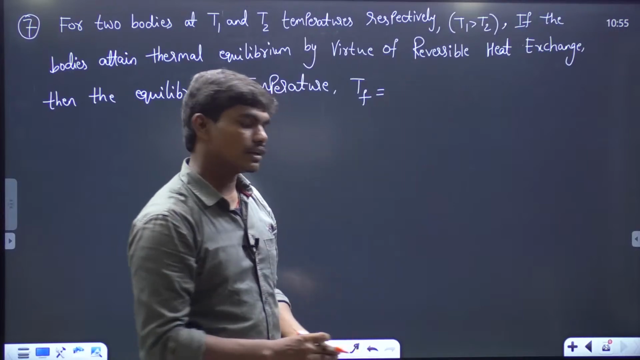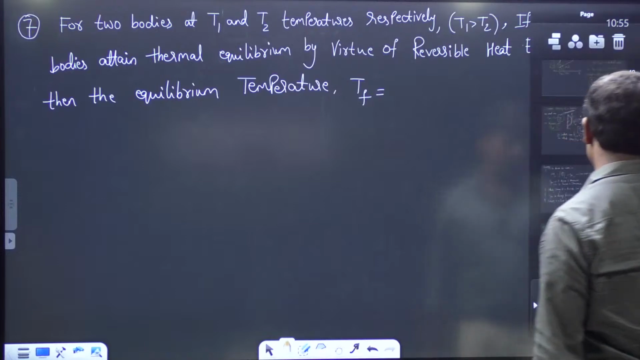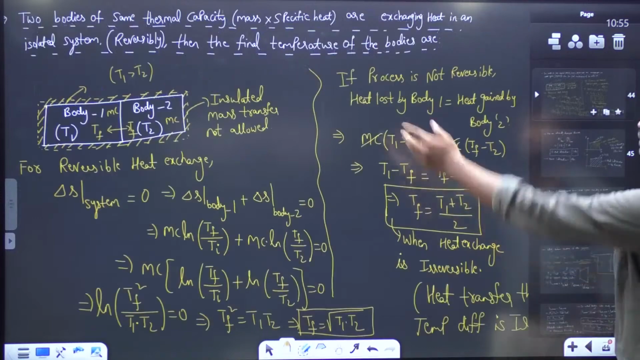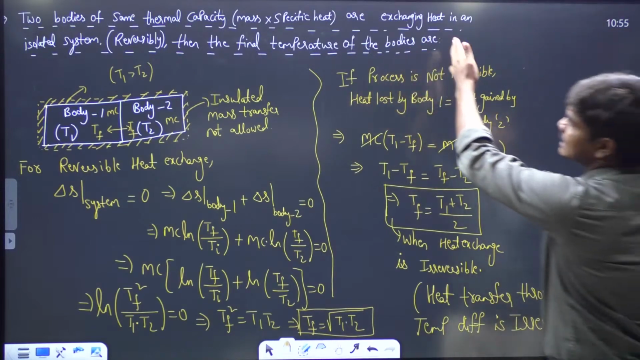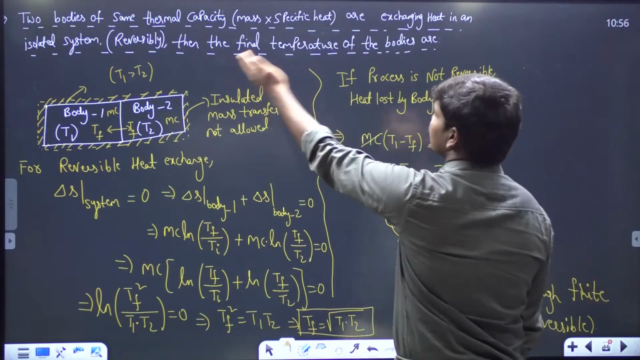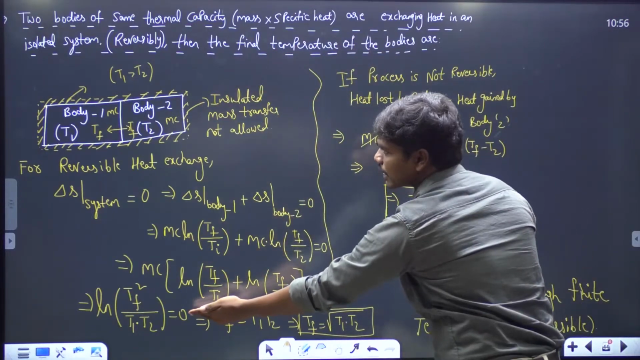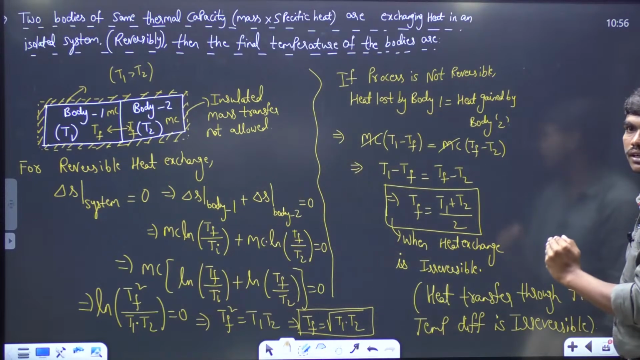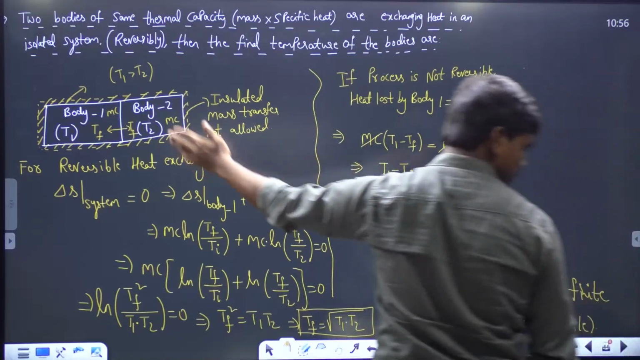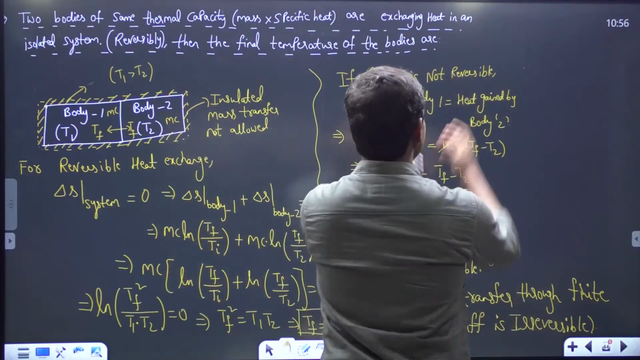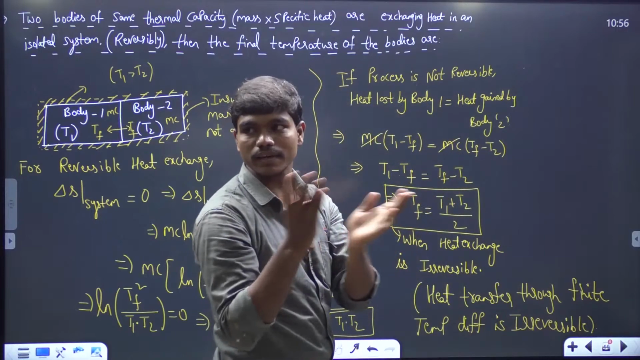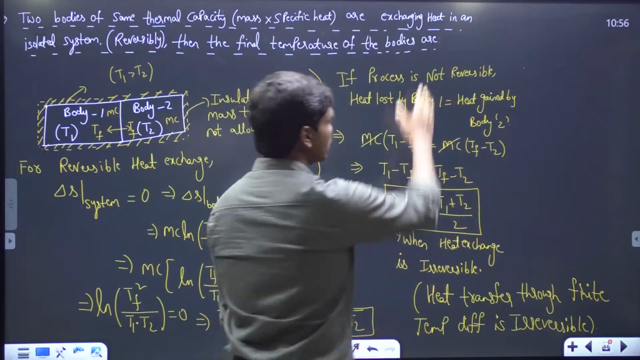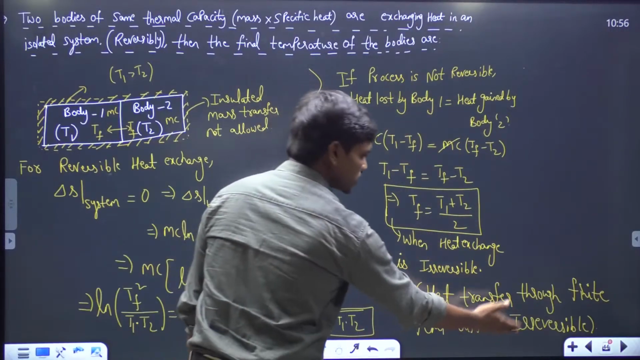All of you are telling arithmetic mean. Is it? See, we have listed something like this before. Two bodies of same thermal capacity are exchanging heat in an isolated reversible system, then the final temperature of the bodies. This is the analysis we have done for reversible heat exchange. For irreversible heat exchange, this is the analysis we have done here. If you remember, for a reversible process, this is the geometric mean. And heat exchange between a finite temperature difference is always irreversible. So this is the analysis we got when the process is irreversible.